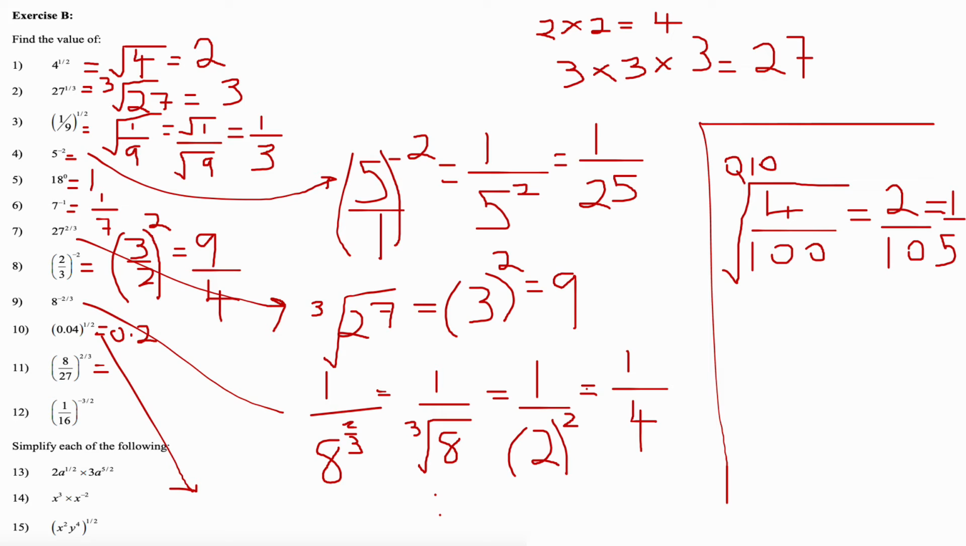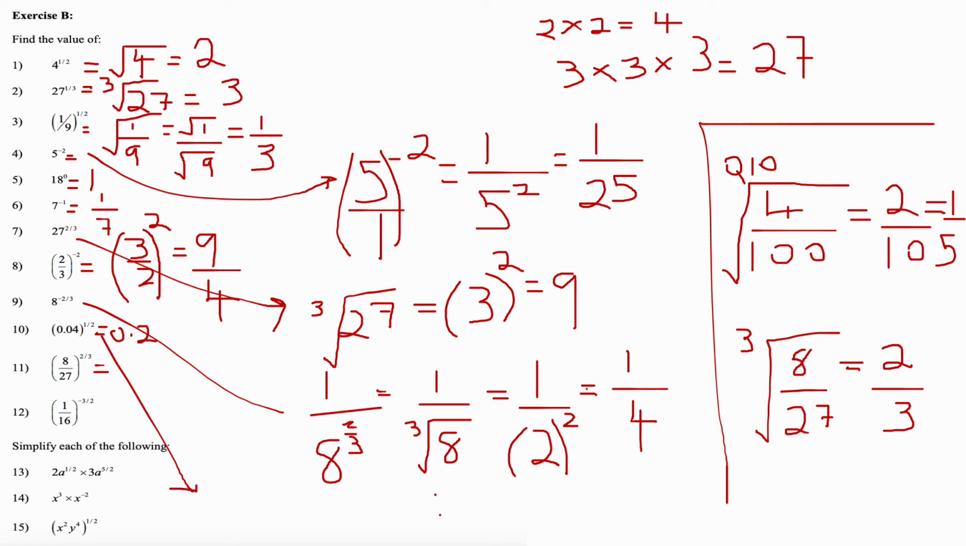Okay, next one, 8/27 to the power of 2/3. So it's the cube root of 8/27. So I'm taking the cube root of 8/27. So the cube root of 8 is 2, and the cube root of 27 is 3. We can see from here.